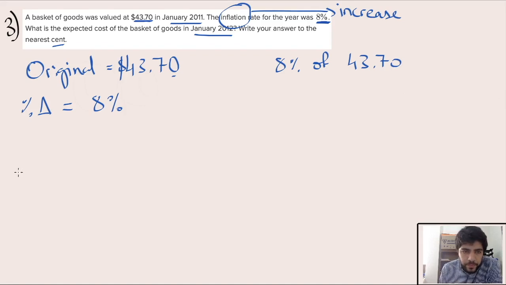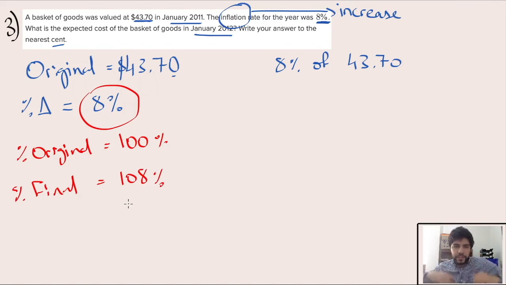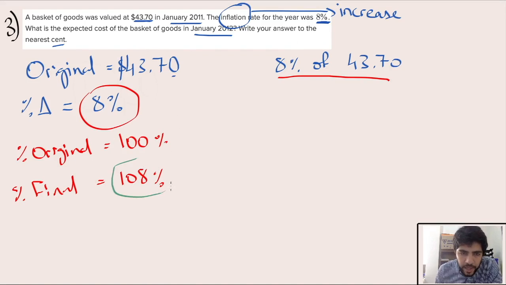The original percentage is 100%. After we add 8% to 100%, the percent final is 108%, right? So if you have 100% and you increase it by 8%, we get 108%. So instead of finding 8% first and then adding it to the original amount, which is 100%, we can just right away find 108%.